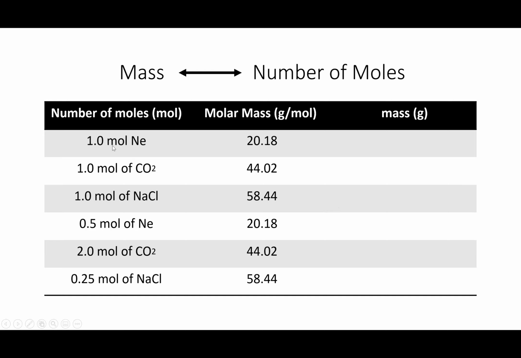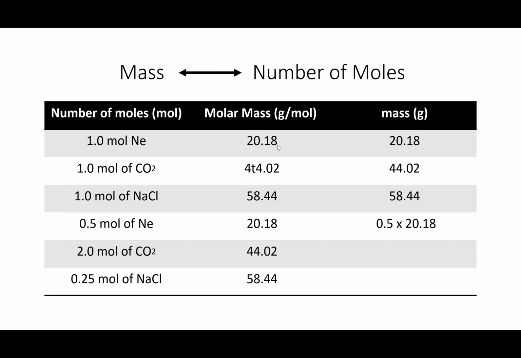Now, if I have 1 mole of neon, the molar mass, the number of grams per 1 mole, is 20.18. So the mass of that is going to simply be 20.18 grams. For carbon dioxide, again, if I have a mole, the molar mass is the mass of 1 mole. For sodium chloride, the mass of 1 mole is 58.44, so therefore the mass of that is going to be 58.44. And then for the next set, if I have half a mole, I'm going to have half as many grams. So I'm going to take 0.5 and I'm going to multiply by 20.18.